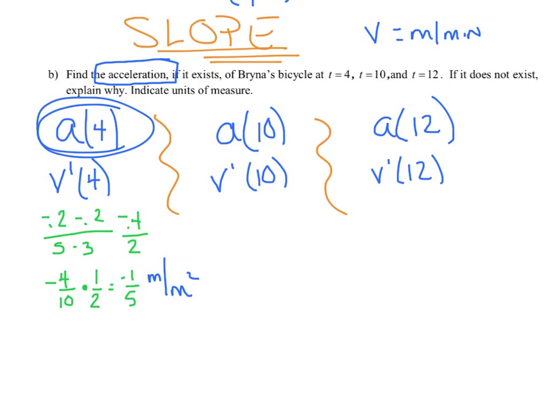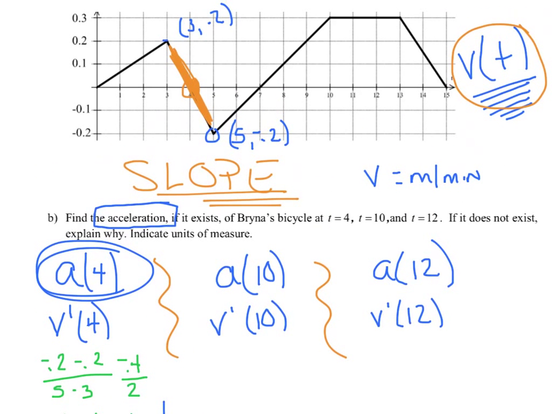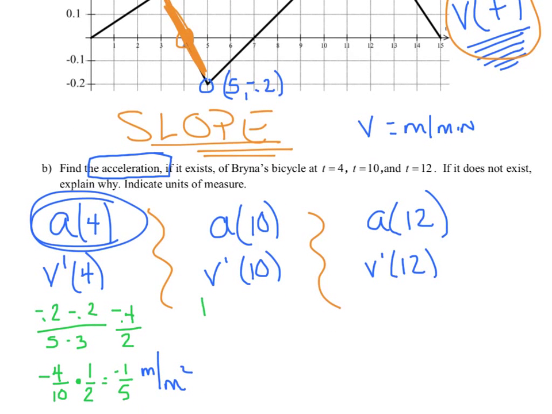All right, v prime of 10, or a of 10. I want you to go to your graph and look at v of 10 and just say to yourself, I'm looking at the slope if I want acceleration. Now, we know the answer right away. We're all saying does not exist.